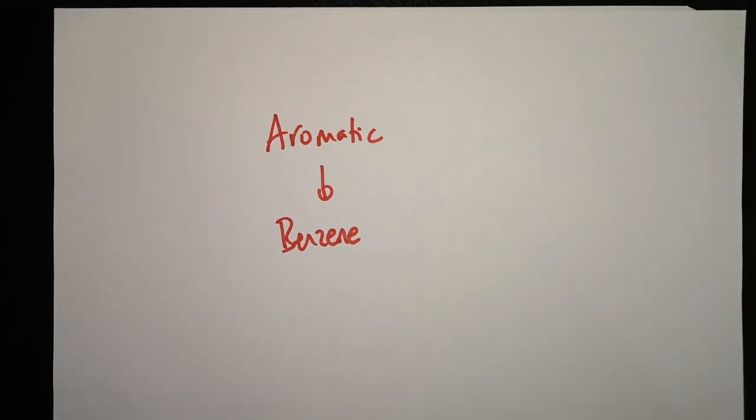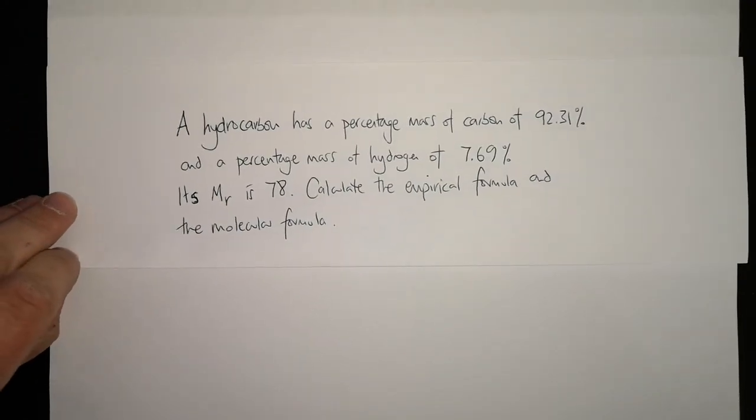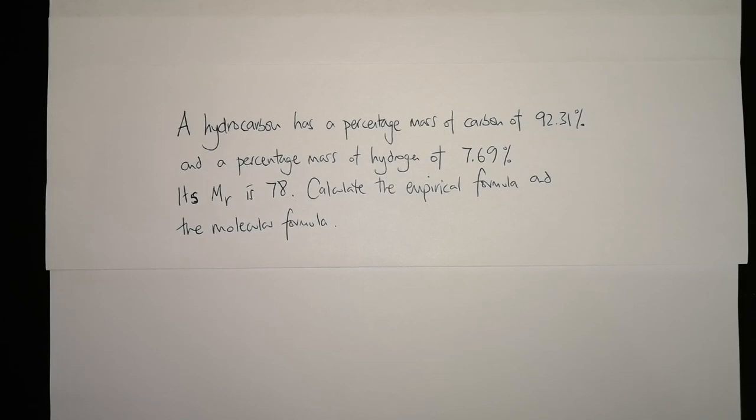So the first challenge I'm going to give you is a reminder from Year 12 about empirical formula. I have a question here related to benzene, which is a hydrocarbon has a percentage mass of carbon of 92.31% and a percentage mass of hydrogen of 7.69%. Its Mr is 78. Can you calculate the empirical formula and the molecular formula? I'm going to ask you to pause the video and then come back to it once you've had a go.